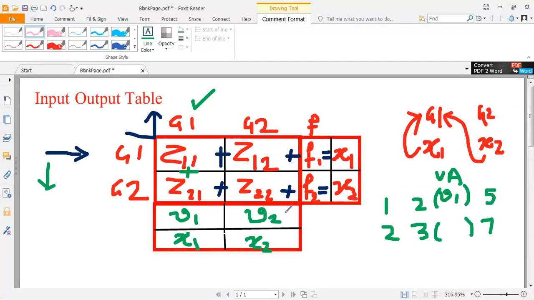Similarly, V2 is the same. Basically, it's the value added in the production of X2. So this direction is the production side. The X1 amount of output is generated from Z11 amount of input from its own sector, Z21 from the other sector, since it's going from G2 to G1, and V1 amount of value added. So this is essentially how you read the input output table.